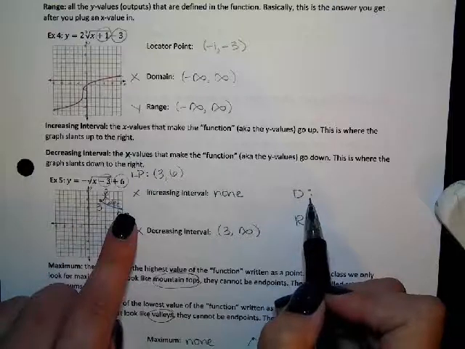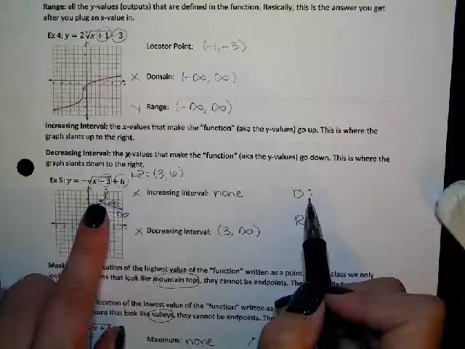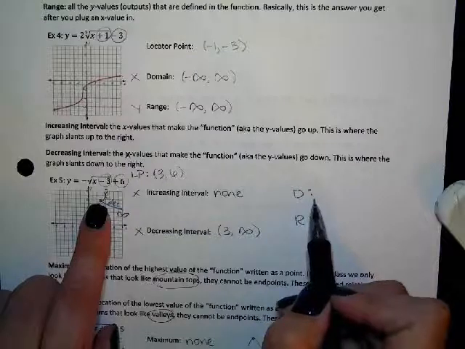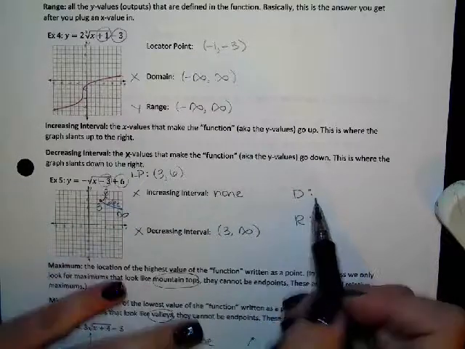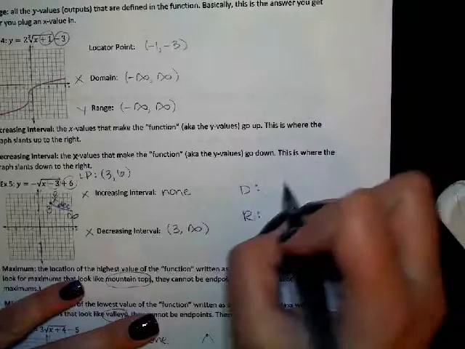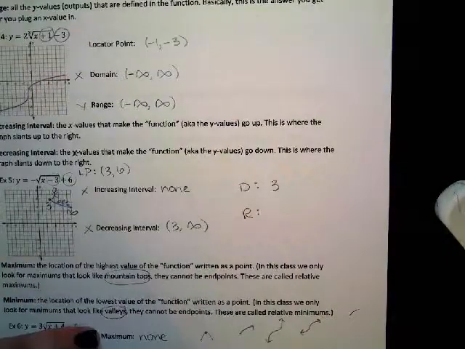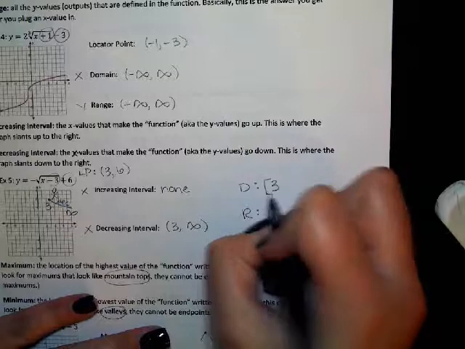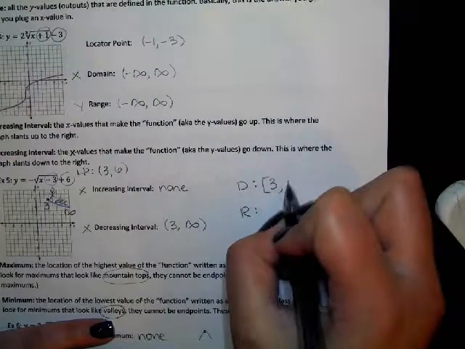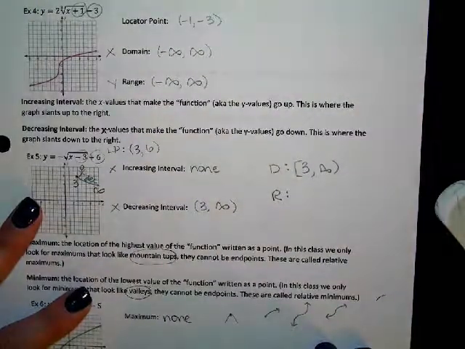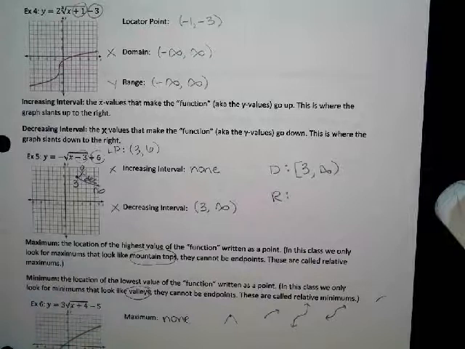Your locator point is (3, 6). So how far left does this graph go? 3. Can you put your finger on the 3? Yes, so bracket or parenthesis. Okay. How far right does the graph go? Infinity. Okay, so the domain of this graph is 3 to infinity. We found the domain visually because visually is the easiest way to find domain.